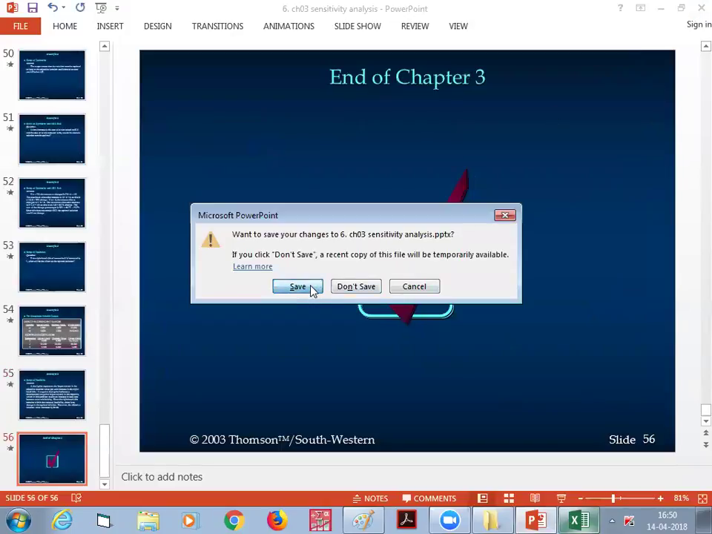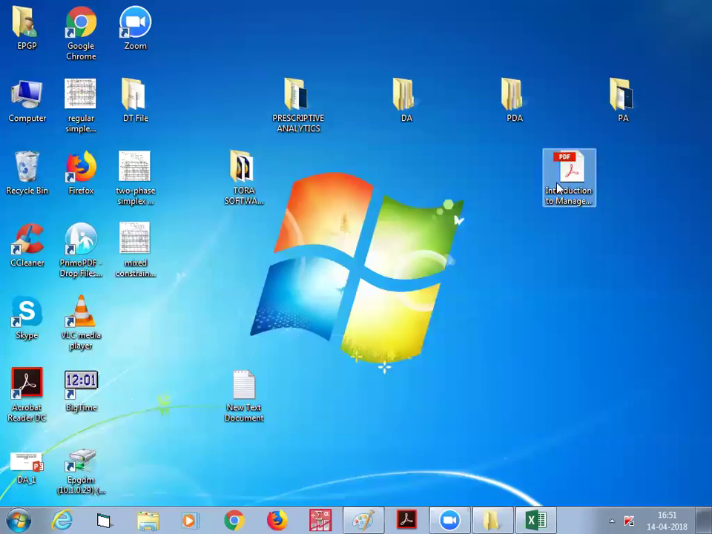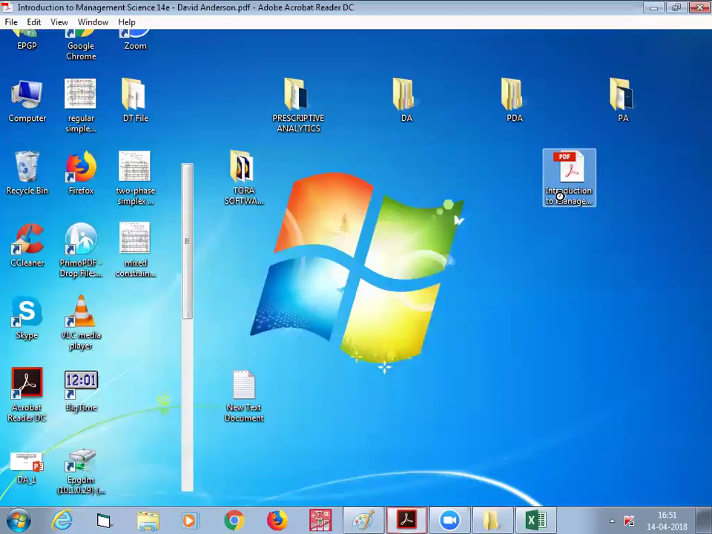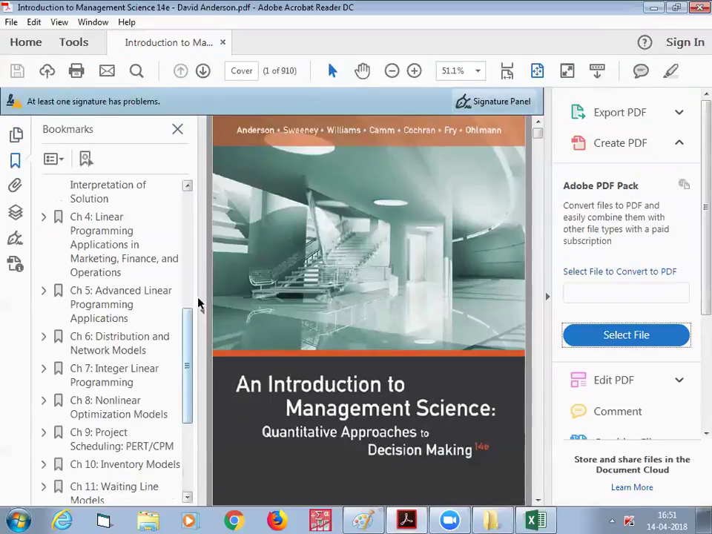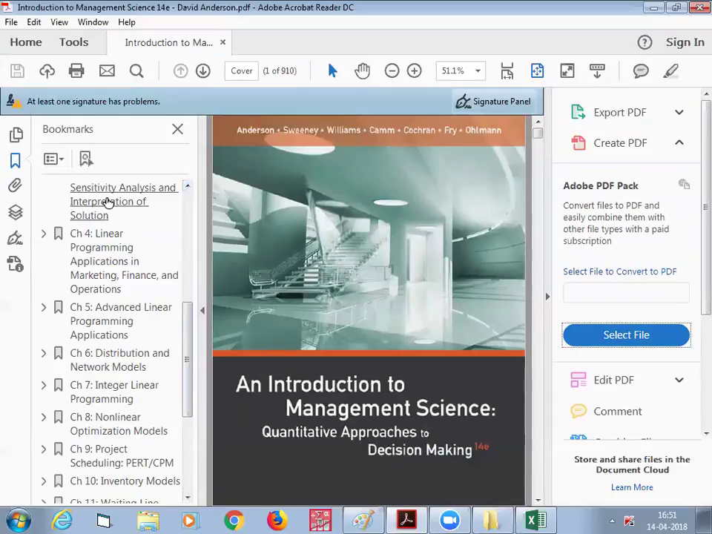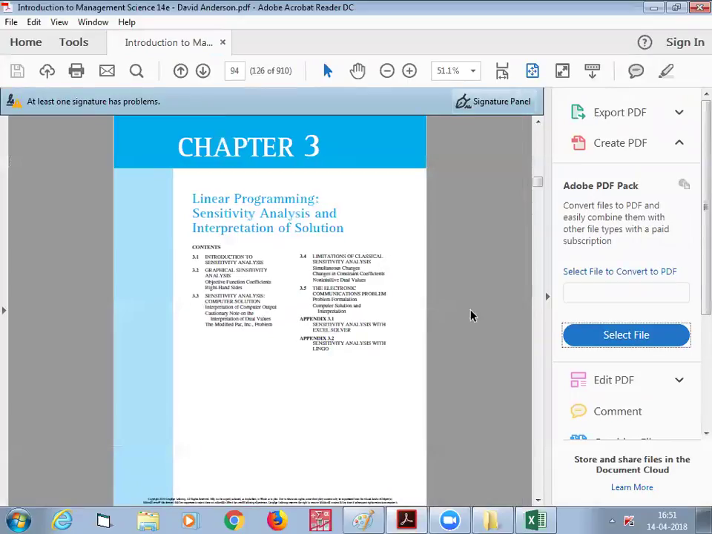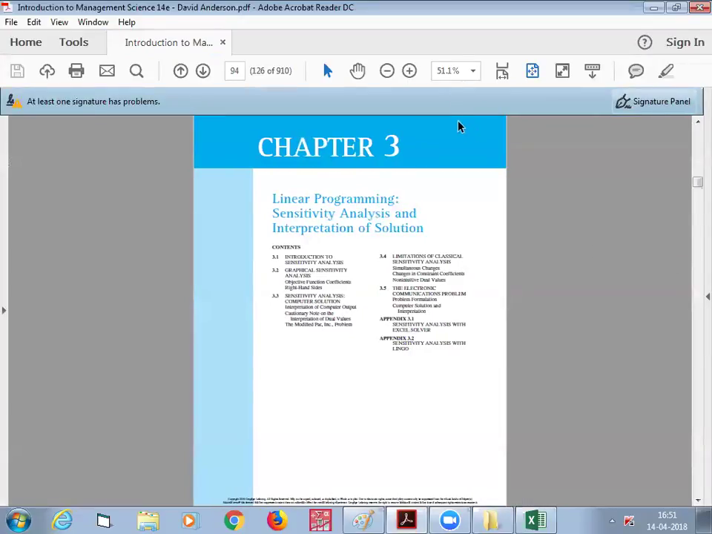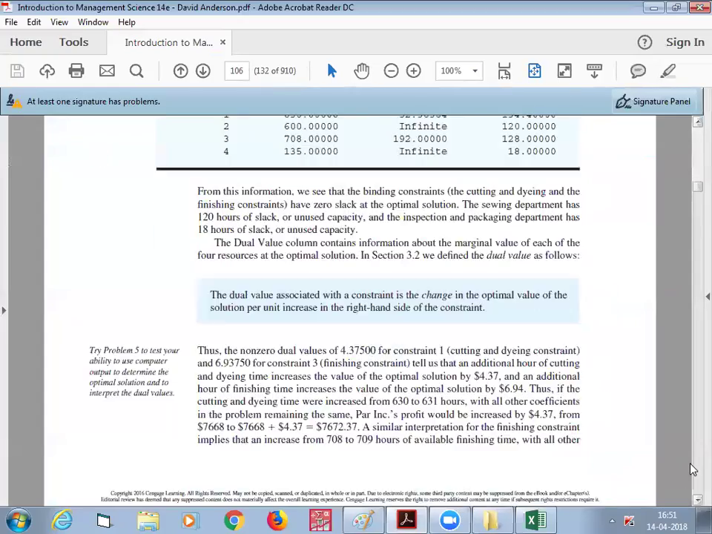Let's just do one more thing, since we should do something substantial. Let's do one more problem based on sensitivity analysis, and then we can get to our case studies next time. We can't actually do a case study because it'll take too long. This is the chapter that we just completed: sensitivity analysis and interpretation of solution. So let's go to the problems here.